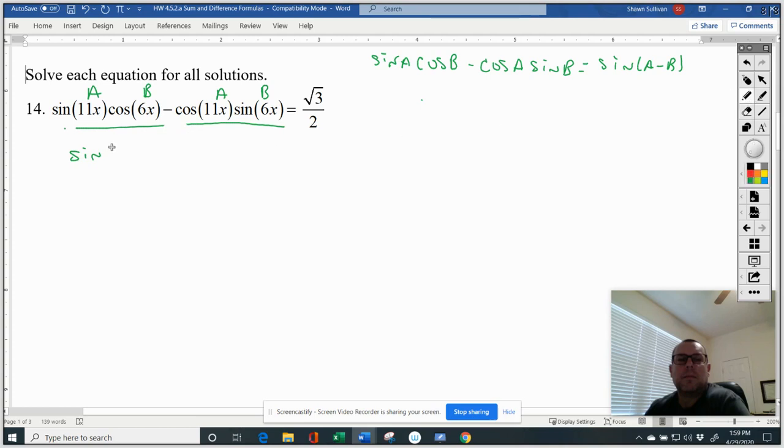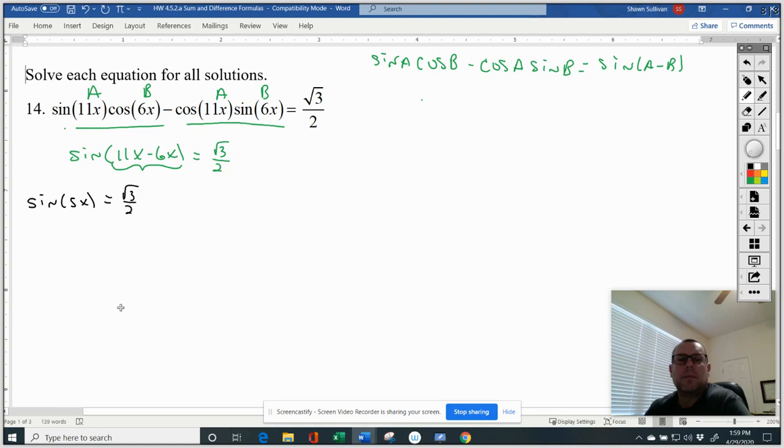So sine of 11x minus 6x is equal to square root of 3 over 2. We can simplify that. And we end up with, I'm going to try and get myself a bunch of room here, sine of 5x is equal to square root of 3 over 2.